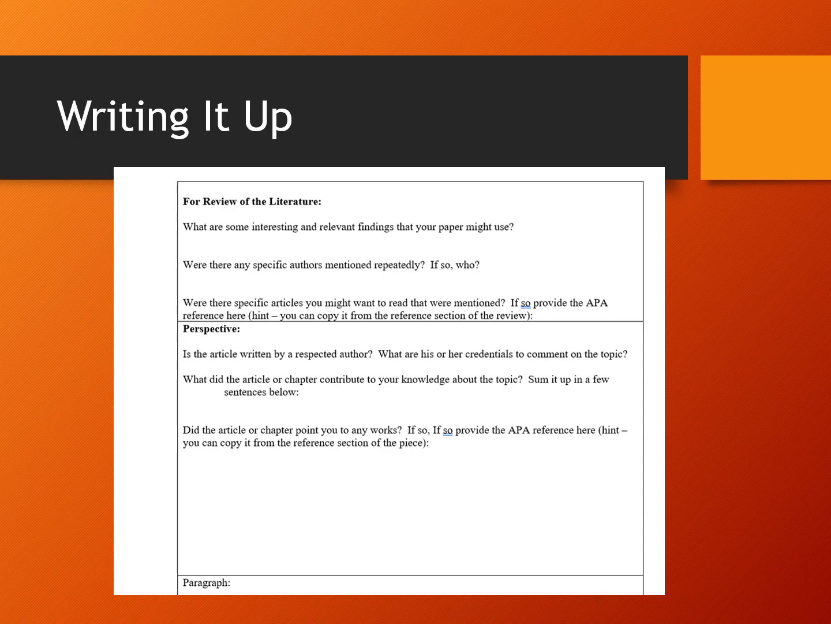If you choose to use a perspective article, this would be an expert piece written by an expert, or a book chapter, or an opinion piece. You fill out the next section. Is the article written by a respected author? What are his or her credentials? So usually you can Google the author and find their credentials, or many times it might even say in the article, at the bottom of the article or at the top of the article, who the author is and what are their credentials.